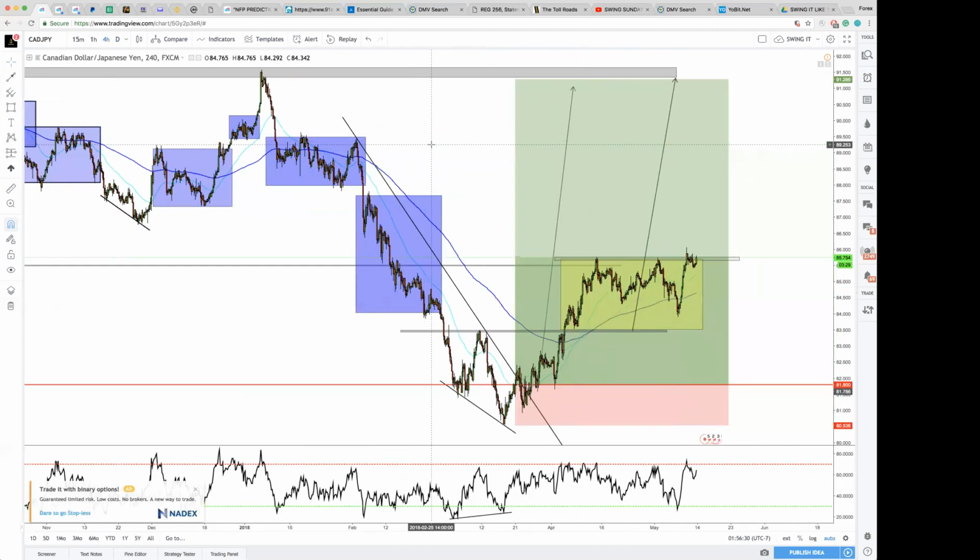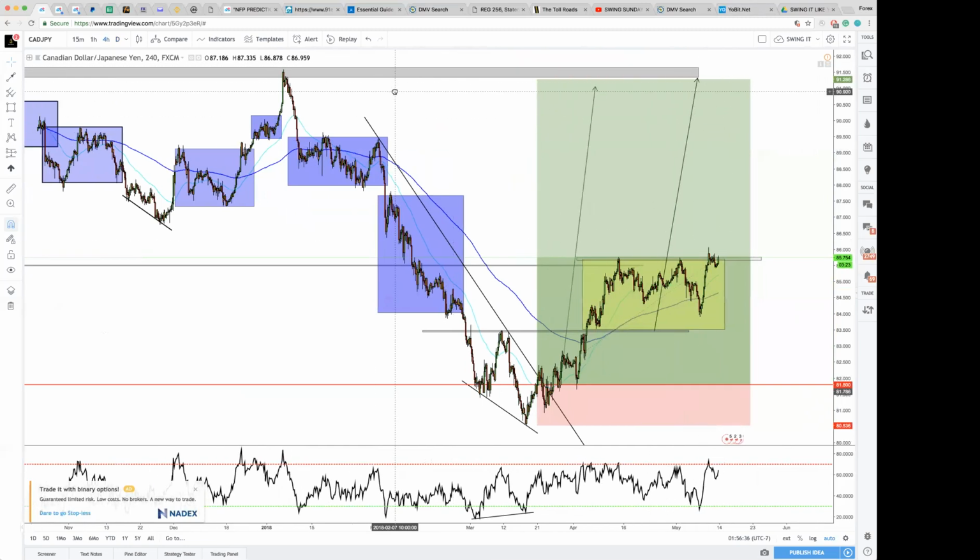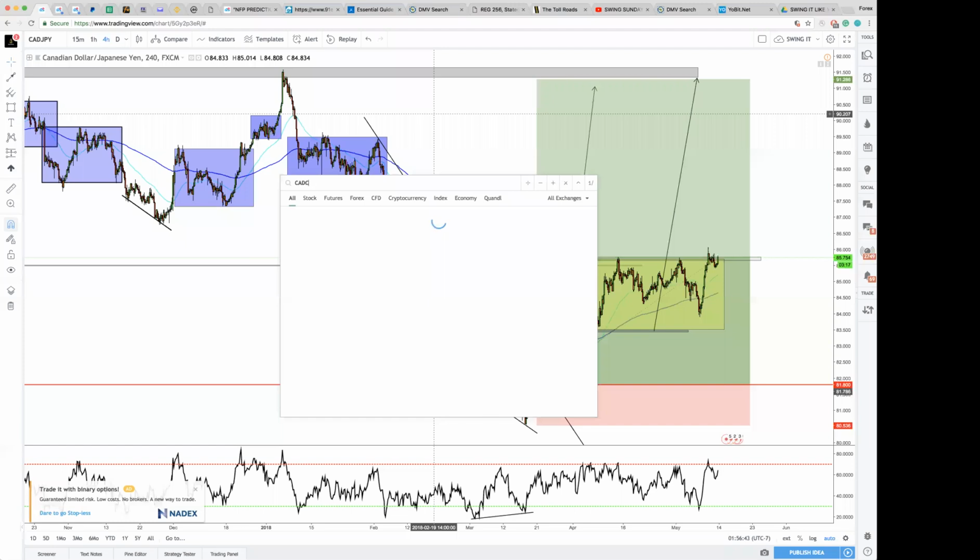So we'll see how it reacts to it. If it does react to it and creates the pattern, then we're looking for a sell from this point. All right, CAD JPY. Next would be CAD CHF.